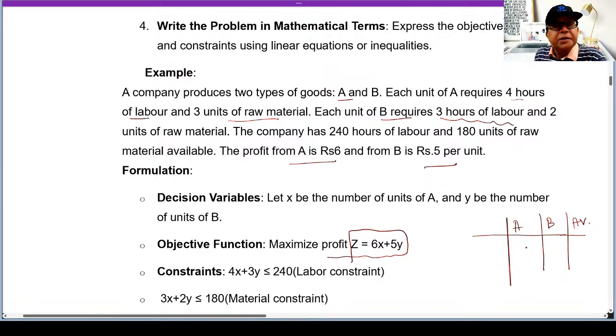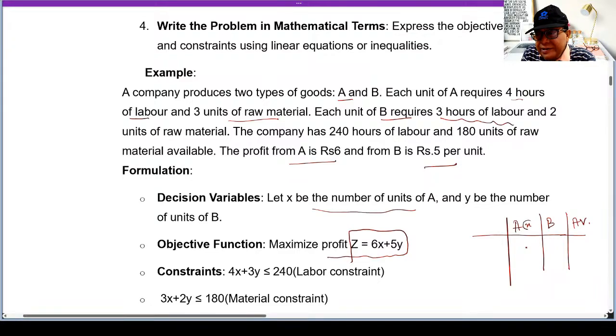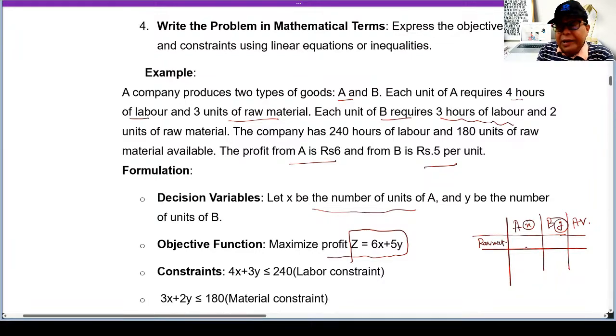Then you first assume the number of units that you have taken: X units of A and Y units of B. Then you write the first row for what? What is available maximum over there? Raw material. And the second one is what? Labor hours.